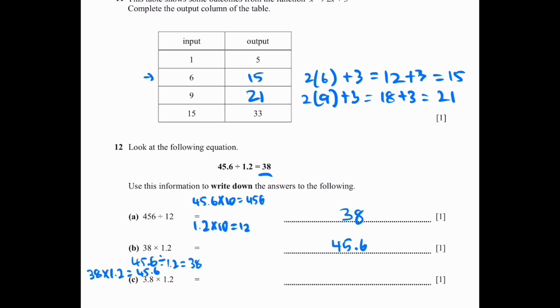3.8 into 1.2. 38 divided by 10 equals 3.8. Yes, this is the same. The 1.2 value is the same. So if we divide the 38 value by 10, we need to divide the answer by 10. So 45.6 divided by 10 equals 4.56, and that's the answer for this one.